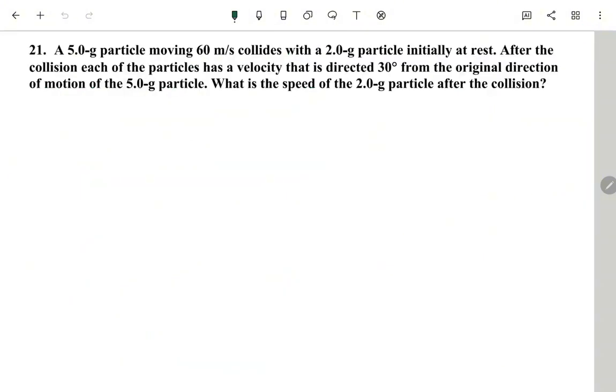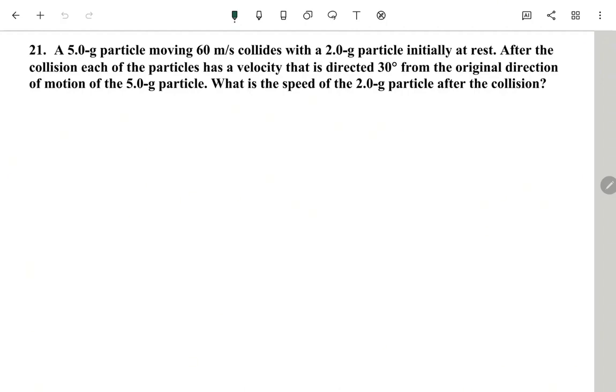A 5-gram particle moving 60 meters per second collides with a 2-gram particle initially at rest. After the collision, each of the particles has a velocity that is directed 30 degrees from the original direction of motion of the 5-gram particle. What is the speed of the 2-gram particle after the collision?